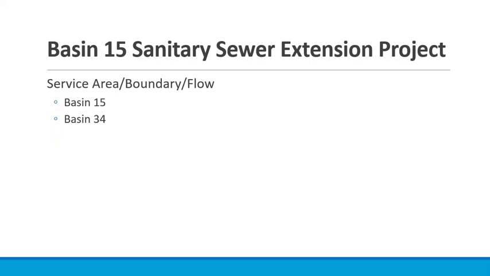The first component of this work will be to take a look at the overall service areas that were portrayed in the master plan. We will be looking at a 100-year service area for both Basin 15 and Basin 34. That work will start by reviewing master plan documents, working with appropriate stakeholders to really refine and define that service area and service boundaries. From there, those areas will be used to develop an overall contributing flow from Basin 34 and Basin 15, again, to start sizing that shared infrastructure that will serve both those basins.